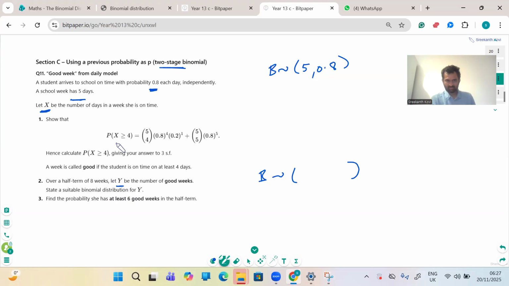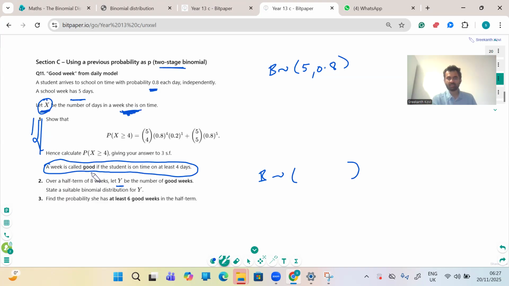And here, X is the number of days in a week she is on time. If you remember in the previous videos, we have discussed the definition of this variable is really crucial. So the number of successes is the number of days she is on time. So ignore just this part. Generally, the question would be like this.